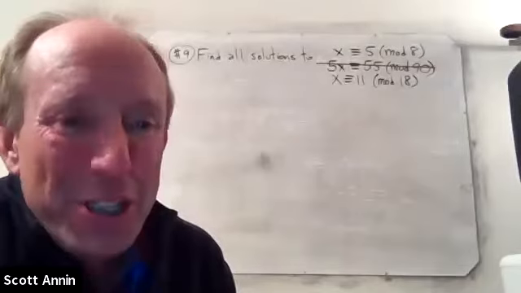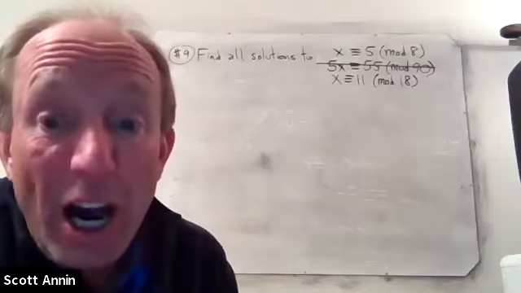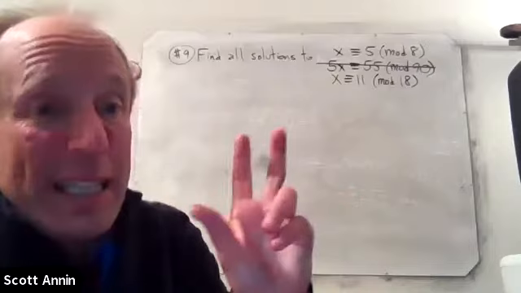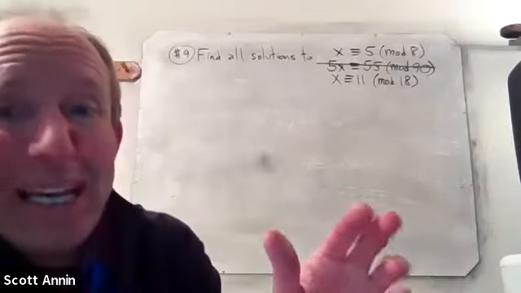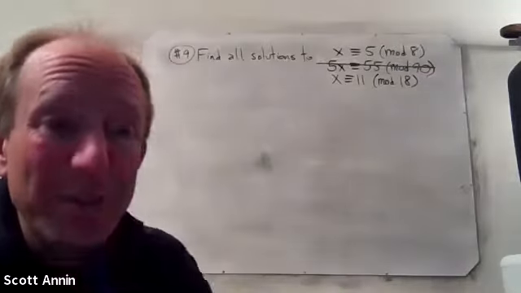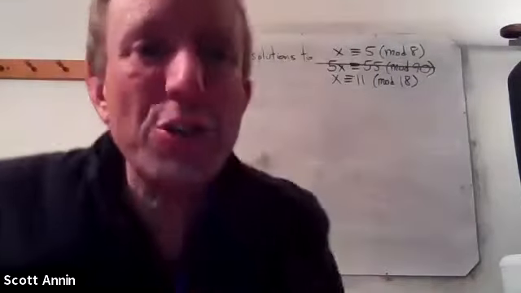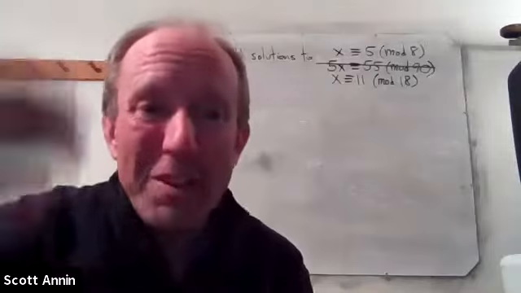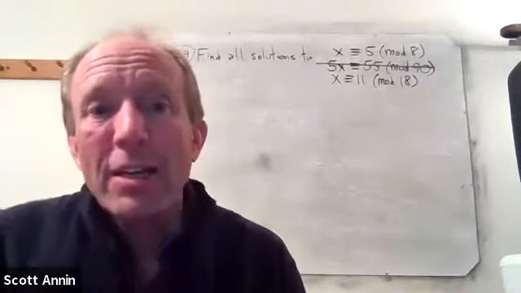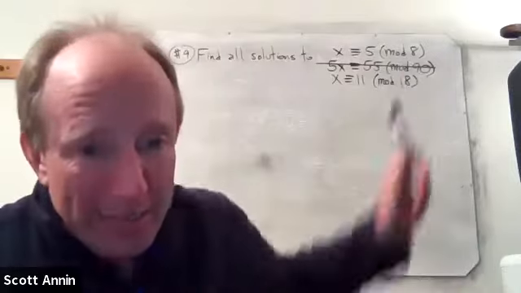The two mods are not relatively prime, so you got to use that other theorem. Good observation, Tuan. Yes, exactly. The mods are 8 and 18. Since those are not relatively prime, we cannot use the Chinese remainder theorem here. Okay, so make sure you're clear about that. The Chinese remainder theorem requires all of the moduli to be pairwise relatively prime. So in this case, that's not the case.